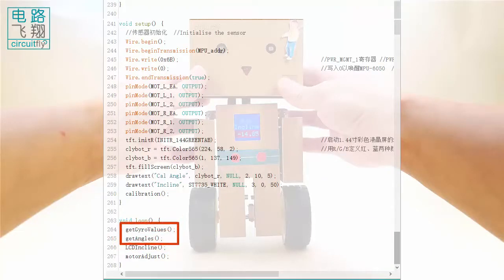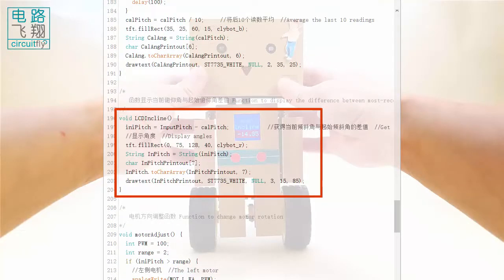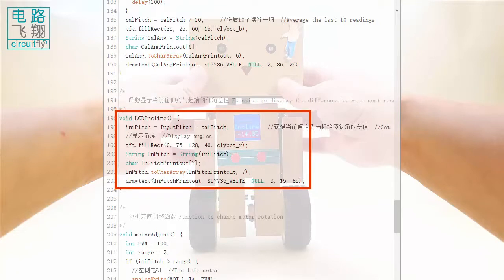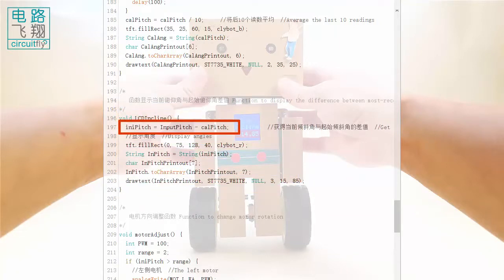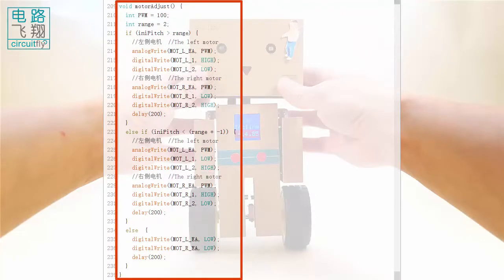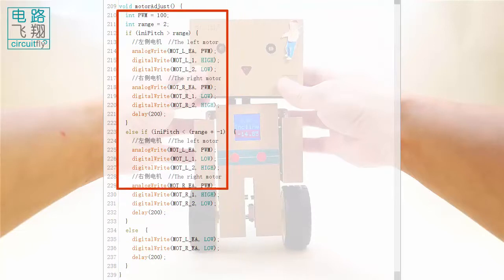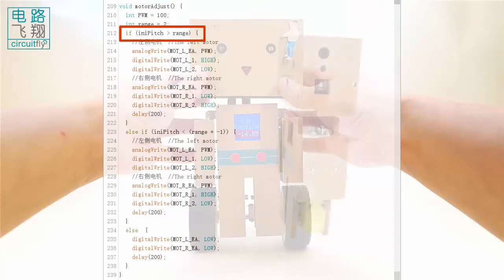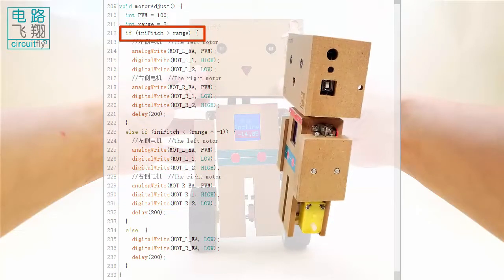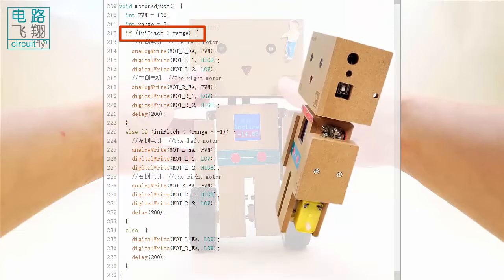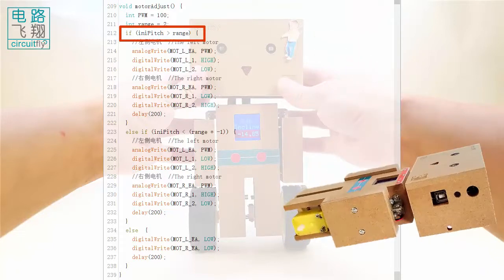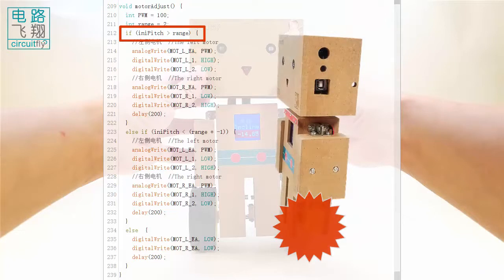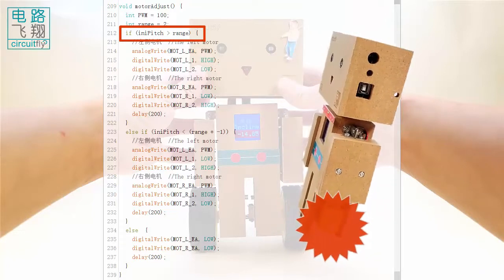The loop function measures the pitch of Clybot C6. The LCD incline function is called to show the init pitch variable, which is the difference between the current pitch and initial pitch. Then, the motor adjust function is called to determine if the difference init pitch is greater than 2. It means that Clybot C6 tends to fall backwards. So the two wheels rotate backwards to compensate for the falling.